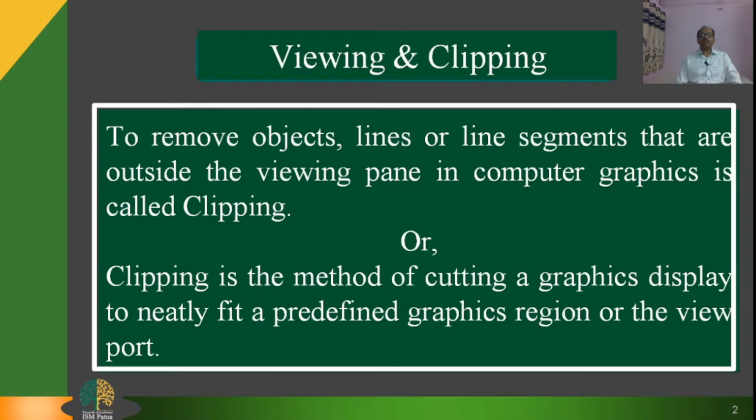So, here you will see, removing objects, lines or line segments that are outside the viewing pane in computer graphics is called clipping. This may be defined in other words like: clipping is the method of cutting a graphics display to neatly fit a predefined graphics region or the viewport. So, this is the purpose of clipping.